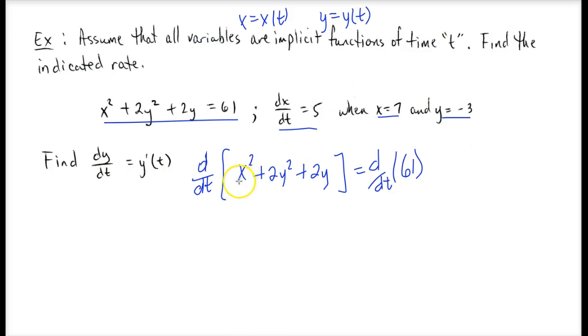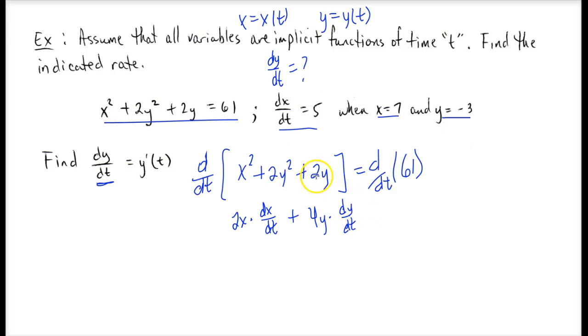So the derivative of x squared with respect to x is just 2x times the derivative of x with respect to t, which is just dx over dt. The derivative of 2y squared with respect to y is just 4y times the derivative of y with respect to t. Okay, and of course here we know that what we're looking for is dy over dt, because that's what was asked for here.